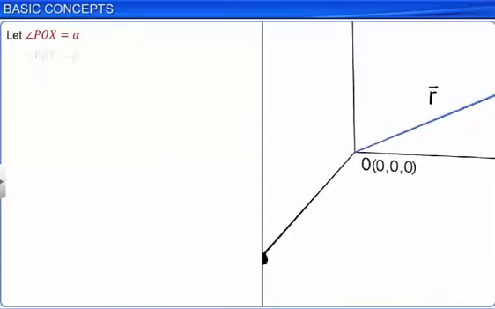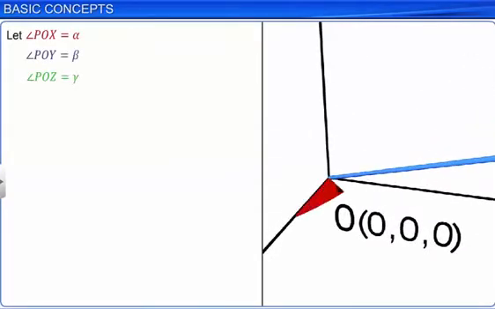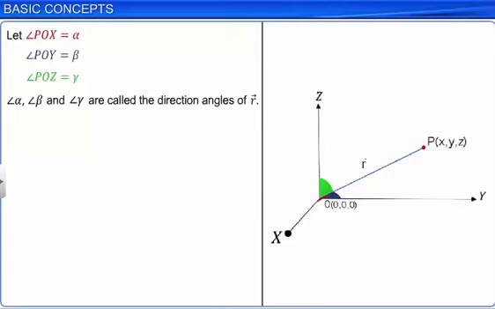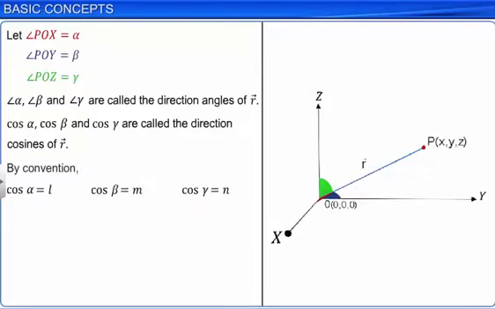Let alpha, beta and gamma be the angles made by vector r with the positive directions of the x, y and z axes respectively. Then the angles alpha, beta and gamma are called the direction angles of vector r. The cosines of the direction angles of a vector are called its direction cosines. Thus, cos alpha, cos beta and cos gamma are the direction cosines of vector r. By convention, the direction cosine cos alpha is denoted by l, cos beta is denoted by m, and cos gamma is denoted by n. Now, let us find the values of the direction cosines of vector r.